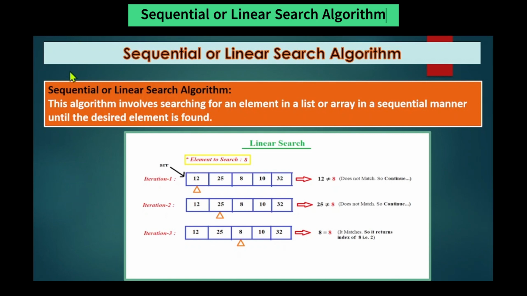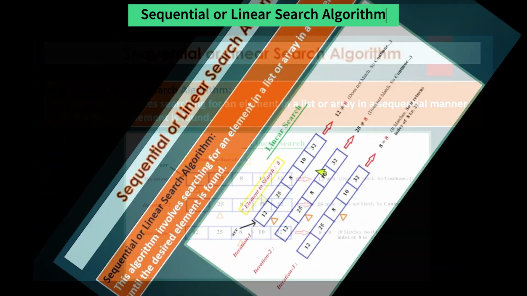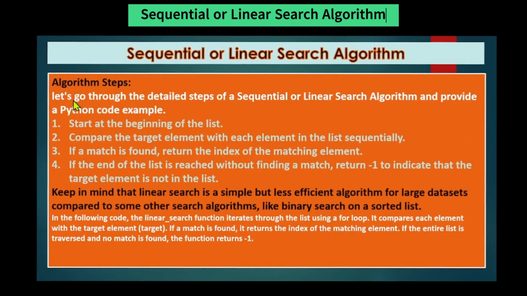So let's start. Sequential or linear search algorithm. This algorithm involves searching for an element in a list or array in a sequential manner until the desired element is found. Algorithm steps. Let's go through the detailed steps of a sequential or linear search algorithm and provide a Python code example. Start at the beginning of the list.